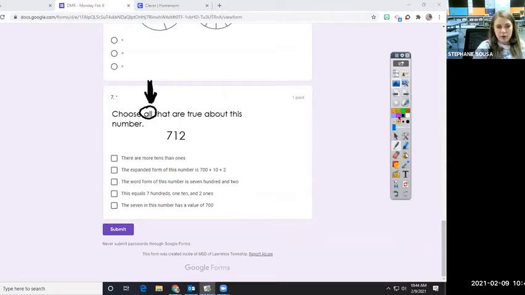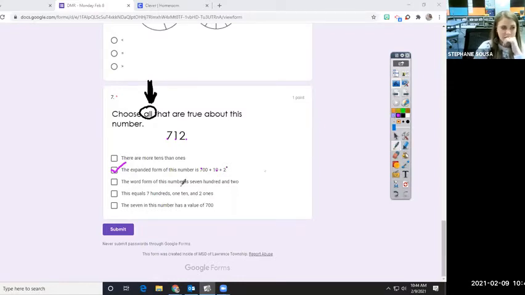712 is our number. In 712, is it true that there are more 10s than 1s? Our 10s is a 1. Our 1s is a 2. Nope, there's more 1s. The expanded form of this number is 700, yes. Plus 10, yes. Plus 2, yes. Expanded form, 700s, 10s, and 1s.